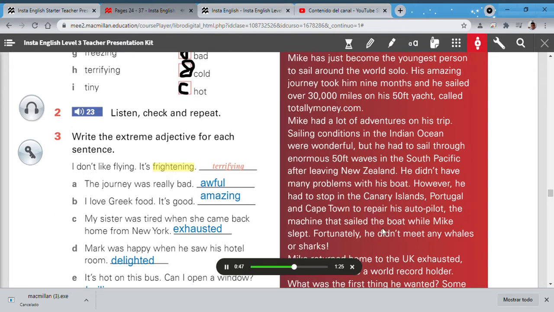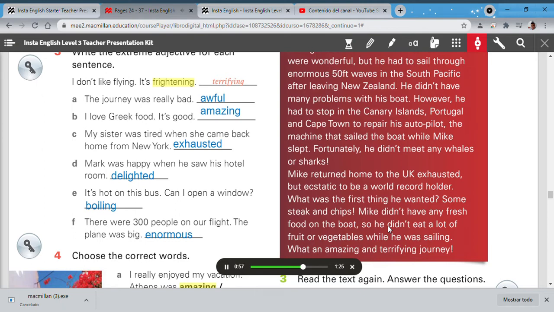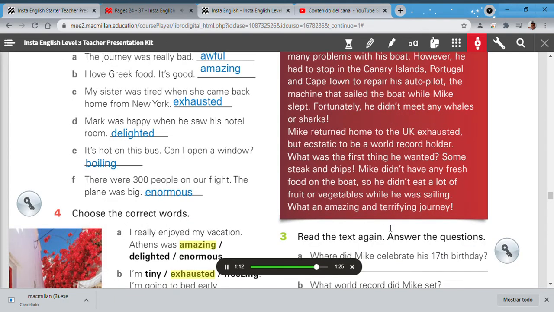He didn't have many problems with his boat. However, he had to stop in the Canary Islands, Portugal, and Cape Town to repair his autopilot, the machine that sailed the boat while Mike slept. Fortunately, he didn't meet any whales or sharks. Mike returned home to the UK exhausted but ecstatic to be a world record holder. What was the first thing he wanted? Some steak and chips. Mike didn't have any fresh food on the boat, so he didn't eat a lot of fruit or vegetables while he was sailing. What an amazing and terrifying journey.